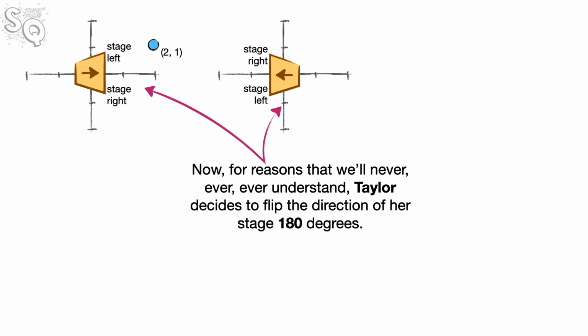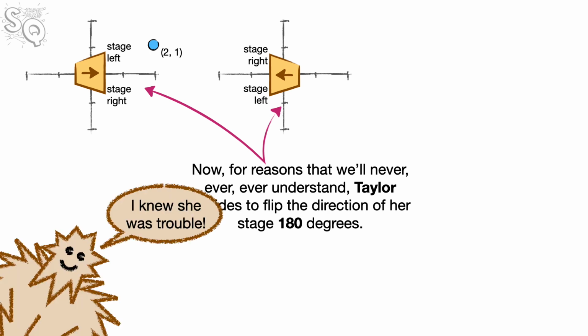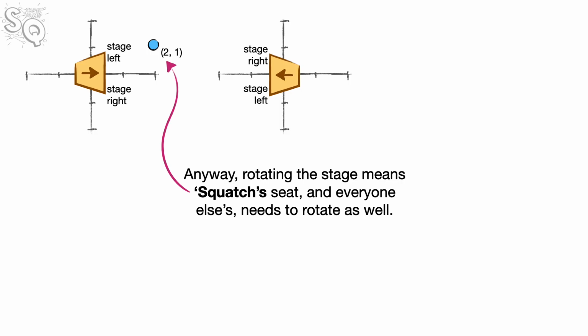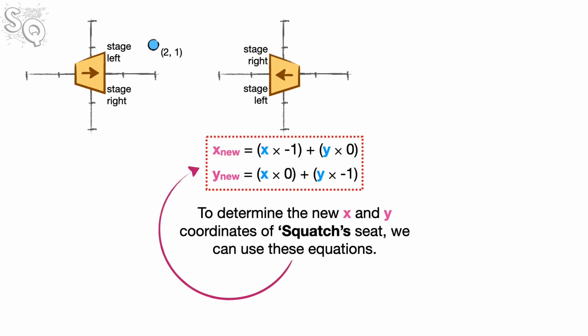Now, for reasons that we'll never, ever understand, Taylor decides to flip the direction of her stage 180 degrees. I knew she was trouble. Anyway, rotating the stage means Squatch's seat and everyone else's needs to rotate as well. To determine the new X and Y coordinates of Squatch's seat, we can use these equations.